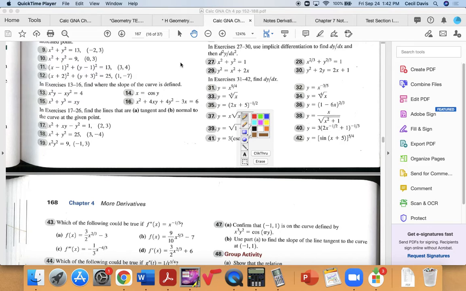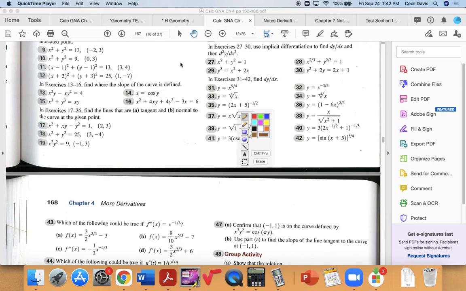D squared y dx squared is 1 over x to the 4/3 y to the 1/3. Interesting. Oh, I know why they did that. Okay.